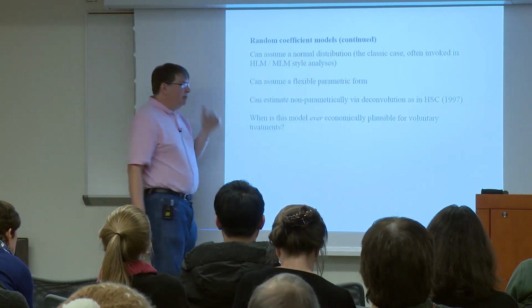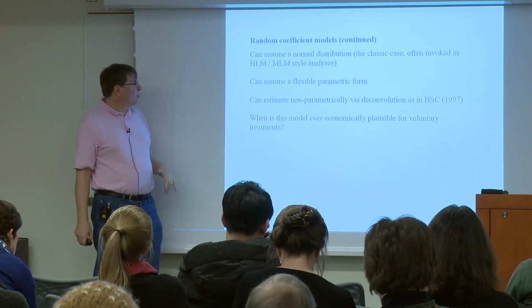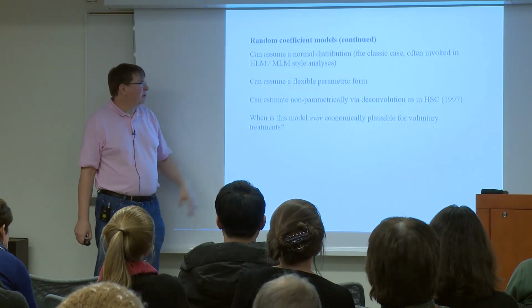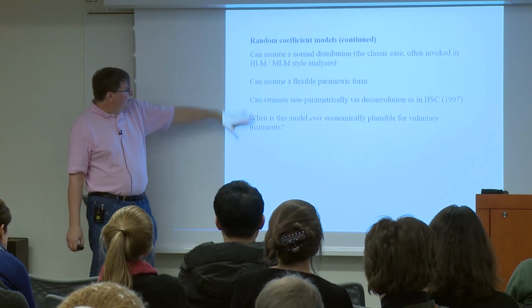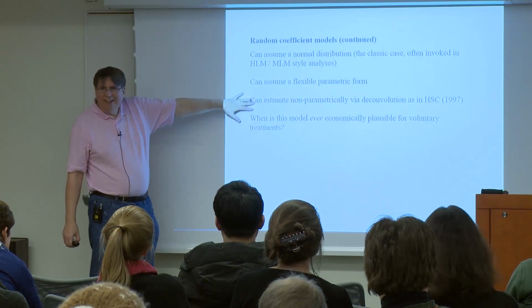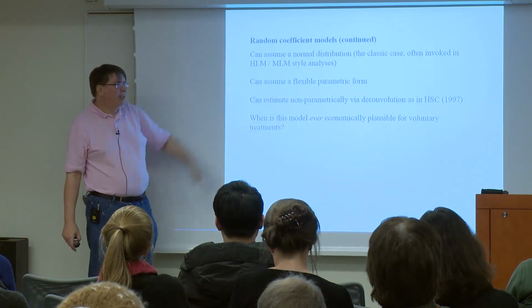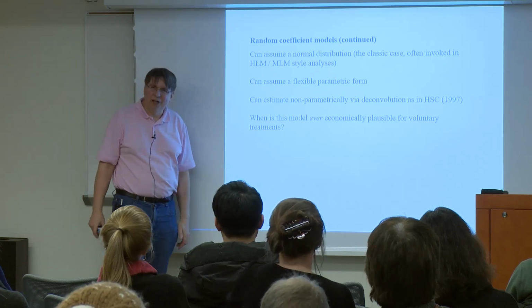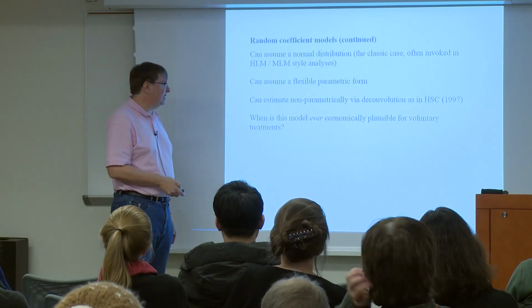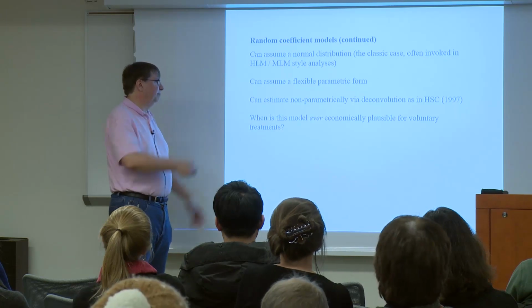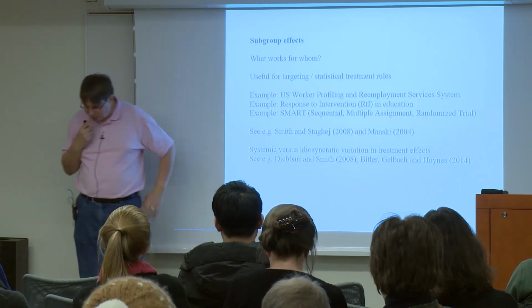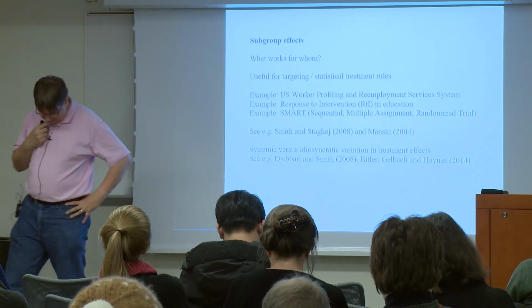The economics and econometrics literature has gone down some roads here, being more flexible than just assuming a normal distribution for the random effects. You can even follow the electrical engineers, as we did in Heckman, Smith, and Clements, and non-parametrically deconvolve the treated and control outcome distributions to get a non-parametric estimate of the treatment effect distribution. Maybe. All right, subgroup effects. Topic number 3.